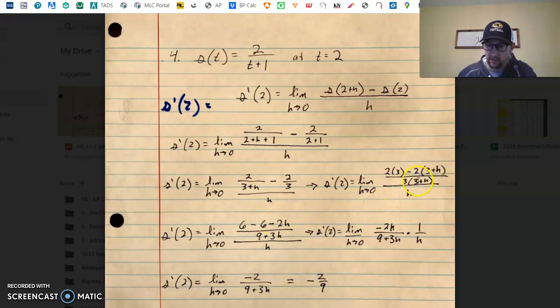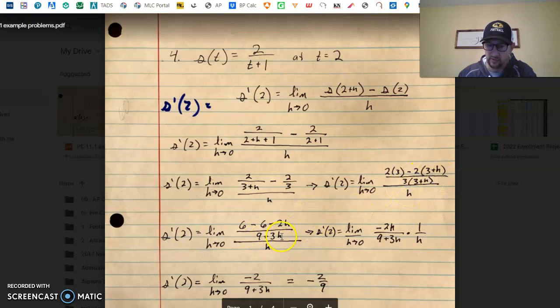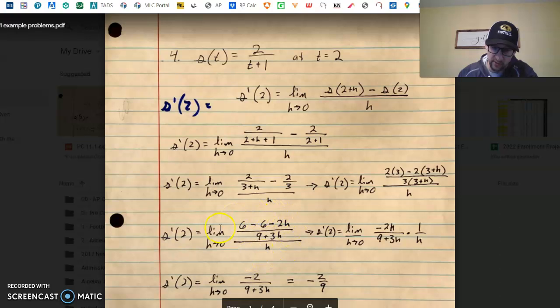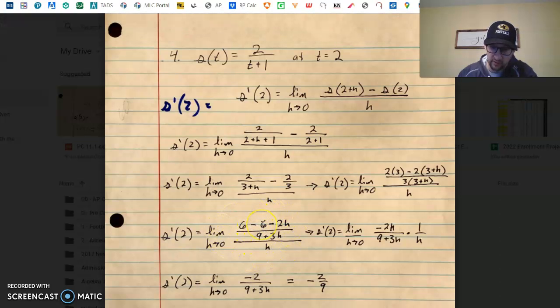I distribute the denominator as well, so I have 3 times 3 is 9, plus 3 times h is 3h. This is all over h still. Still find the limit of this as h approaches 0. Then, if you clean up this algebraic expression, 6 minus 6 is 0. It's gone. Negative 2h over 9 plus 3h.